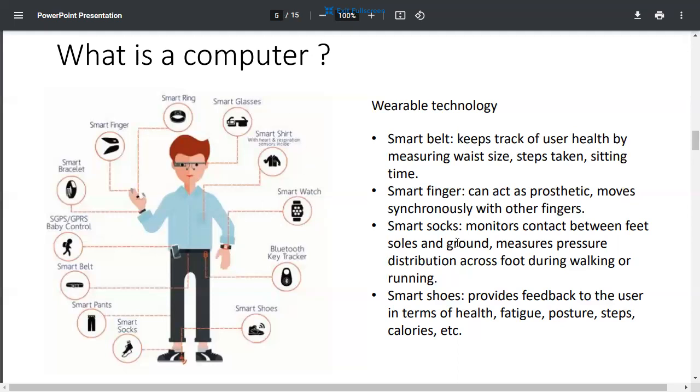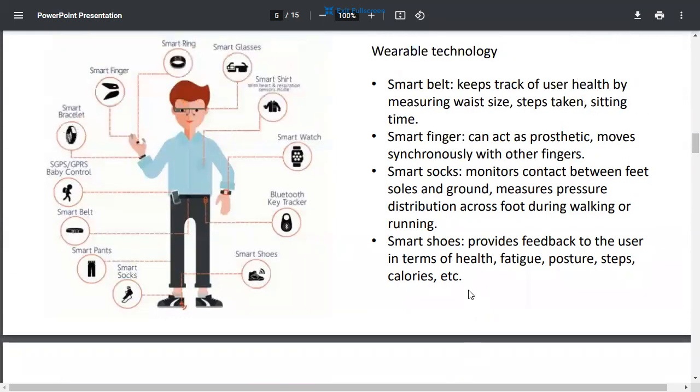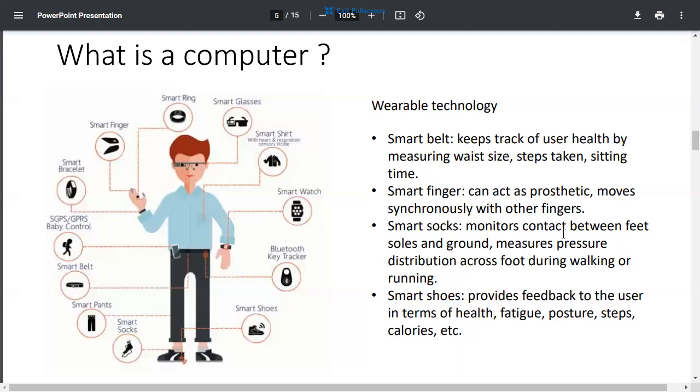And there's lots of other things that we do. Yeah, smart shoes. No, and they've got the smart socks, which monitor contact between the feet and the soles and the ground. Okay, so that could measure how hard you're running. It sounds like a really good idea, right?